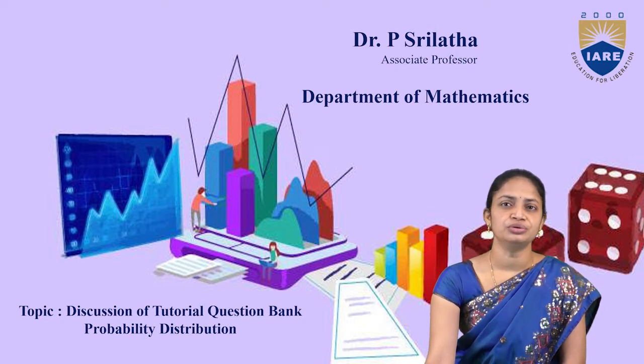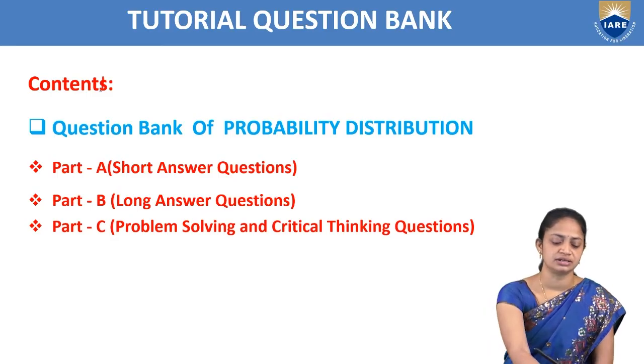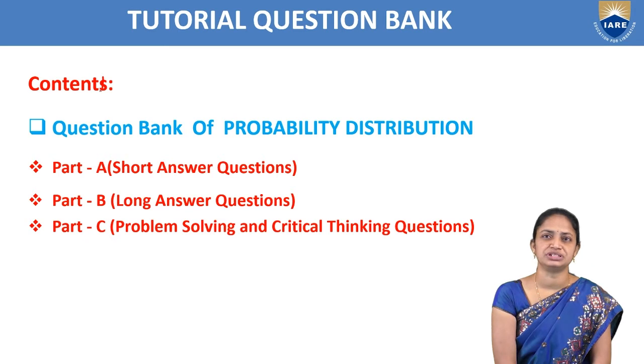So, Module 2, that is probability distribution. Here the content is the question bank of probability distribution. In this, we have part A, part B, part C. Part A is short answer questions, part B is long answer questions, and part C is based on problem solving and critical thinking questions.